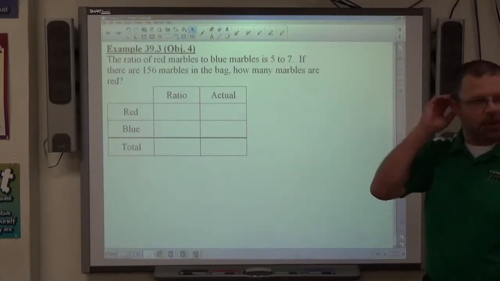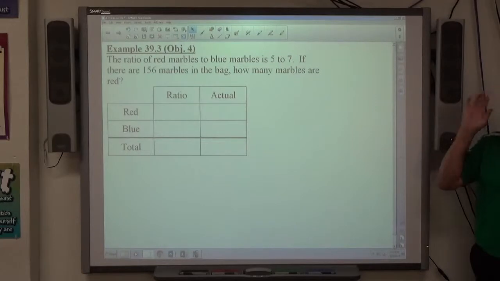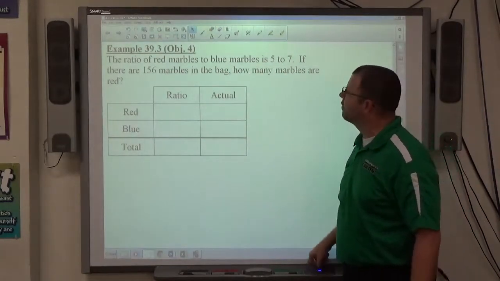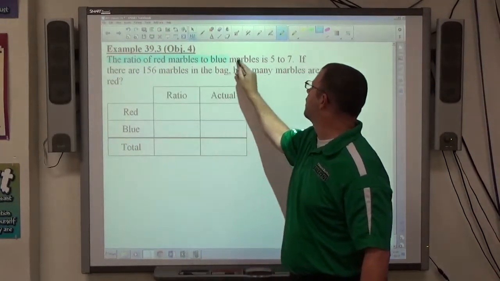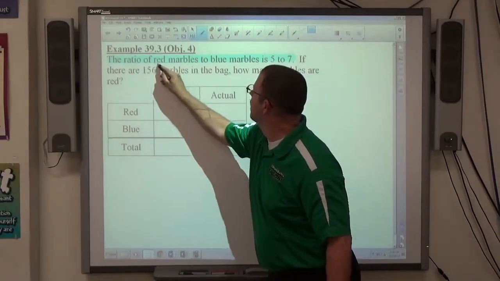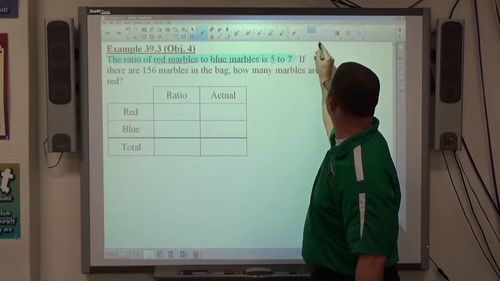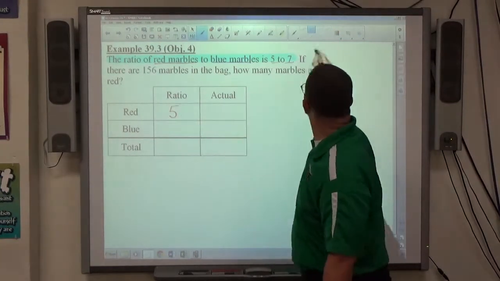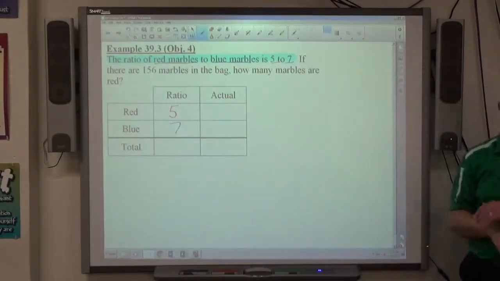Example 3. This goes back to what we did yesterday, ratio problems. If you take a look here, the ratio of red marbles to blue marbles is 5 to 7. So the first sentence is like it was yesterday. We have a ratio of two different things, and they tell us what they are. It says red marbles first, blue marbles second, 5 first, 7 second. So what I know is that 5 goes with red, 7 goes with blue, and that comes from a ratio. So I'm going to put that in the ratio column.